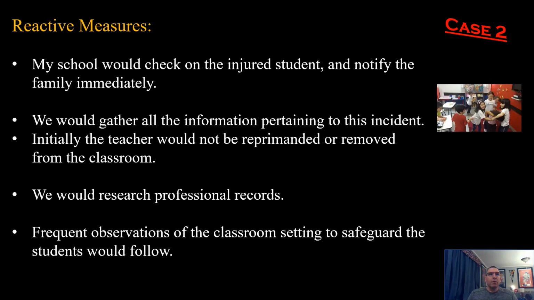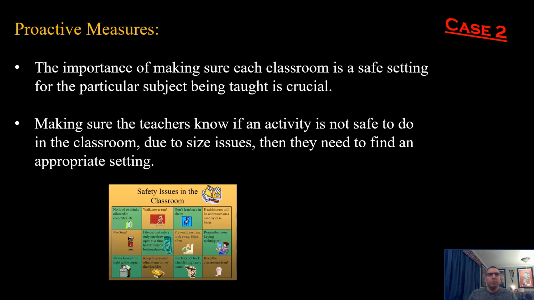For reactive measures, my school would check on the injured student first and then notify the family immediately. We would gather all the information pertaining to the incident. Initially, the teacher would not be reprimanded or removed from the classroom. We would research the professional records of the teacher to see if there were any other indiscretions, and we would have frequent observations of the classroom setting to make sure the students are safe and they're not going to be injured anymore.